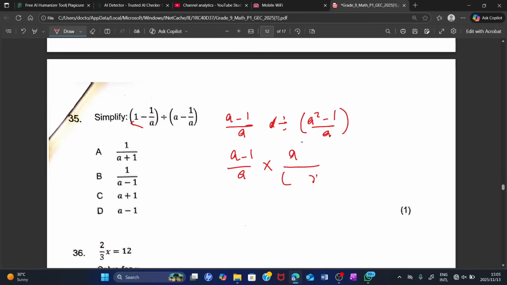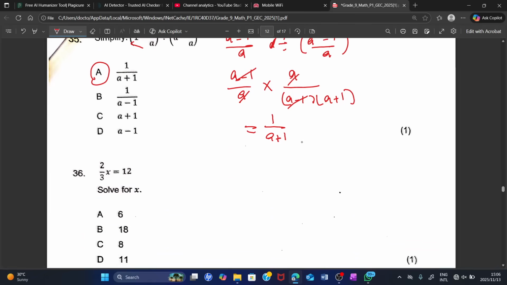And factorize. It's a difference of two squares, this one. You see, it's a minus 1 and a plus 1. Check properly here. Something interesting. This and this cancel. This and this cancel. So it will be 1 over a plus 1. So that is the answer. The answer is A.